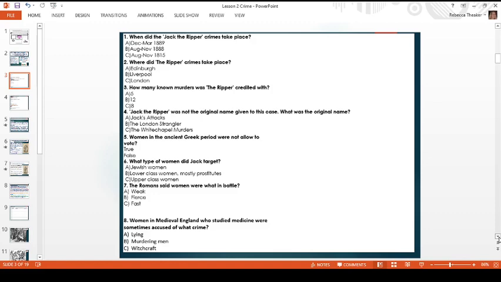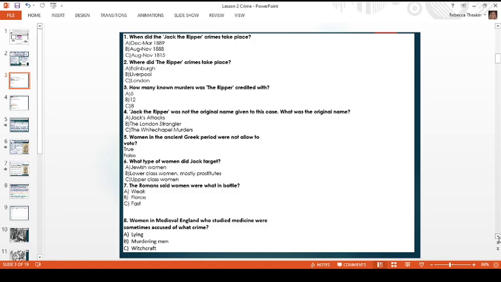4. Jack the Ripper was not the original name given to this case. What was the original name? A. Jack Attacks, B. The London Strangler, or C. The Whitechapel Murders. 5, and you should know this if you did the last lesson, women in ancient Greek period were not allowed to vote. True or false? 6. What type of women did Jack usually target? A. Jewish women, B. Lower class women, mostly prostitutes, or C. Upper class women.